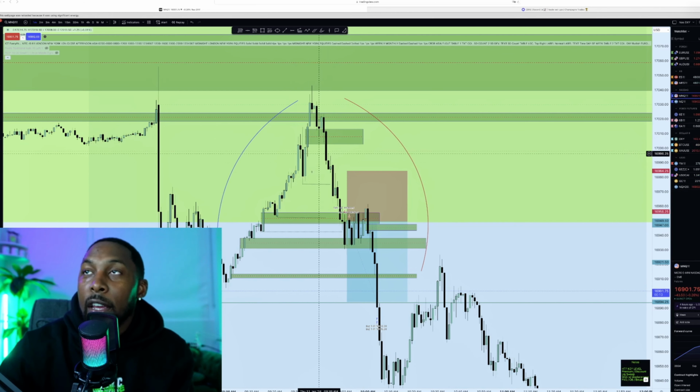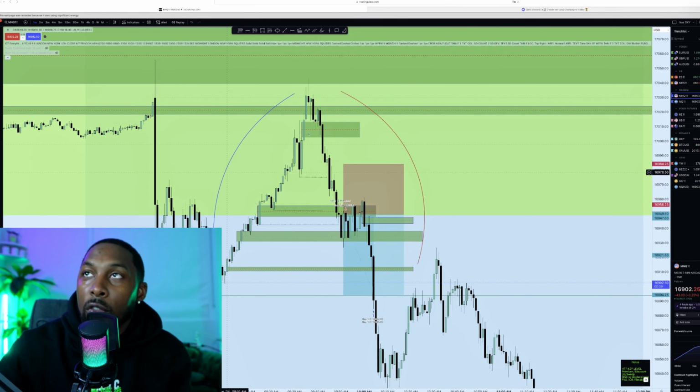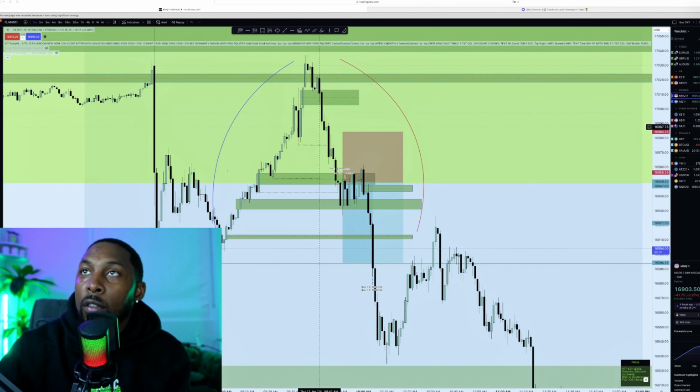But either way it goes, it doesn't really matter how you get in as long as you have the narrative. So even if you saw this as a breaker and you took this, that's still a great trade regardless. But yeah, buy side of the curve, sell side of the curve. So right here, I didn't get in there.